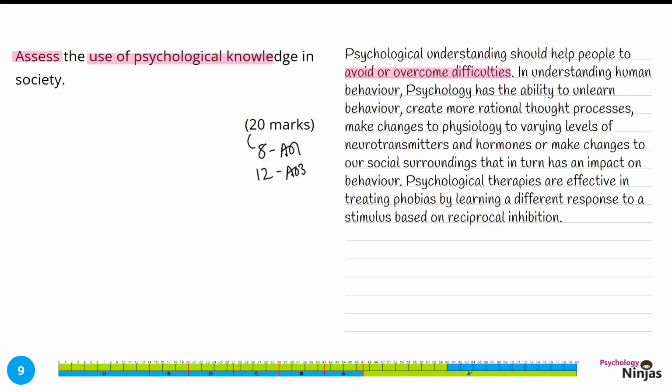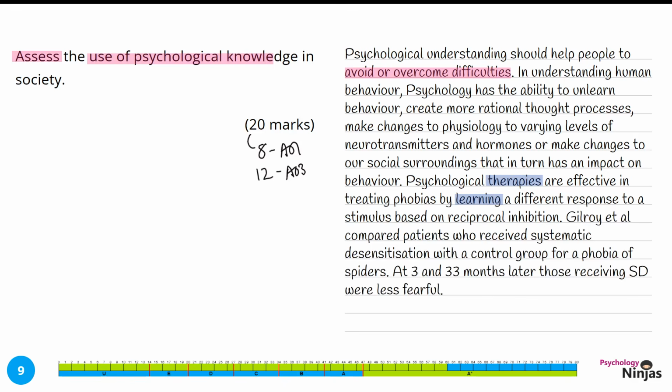Psychological therapies are effective in treating phobias by learning a different response to a stimulus based on reciprocal inhibition. We've started by identifying therapies generally and then gone into a specific one in terms of learning theories. We've shown our psychological knowledge here by using key terminology in terms of reciprocal inhibition. We're then going to use research to explain why we're saying that it's effective.